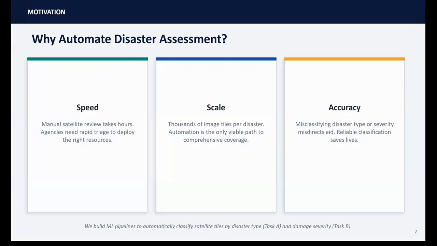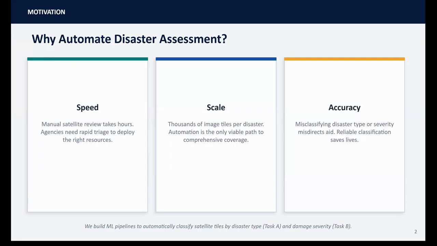So why automate disaster assessment? When a disaster occurs, emergency agencies need to rapidly assess what type of disaster occurred and how severe the damage is before deploying their resources. And conducting a manual review of satellite imagery is not only extremely time consuming, but highly inefficient. So our goal here is to automate two key decisions. The first being, is the disaster a flood or a fire? And the second being, how badly is the area damaged?